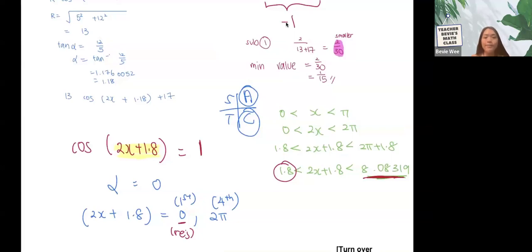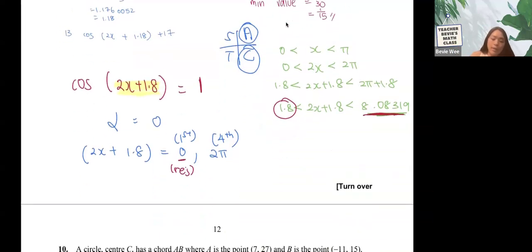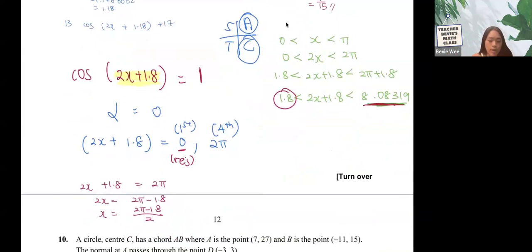I'm left with one answer. Am I done here or not? No, because they ask you to solve for values of x, not 2x plus 1.8. So I've got to work backwards again. 2x plus 1.8 equals 2 pi, right? 2x equals 2 pi minus 1.8. x equals 2 pi minus 1.8, whole thing divided by 2. This is then your final answer, but of course you have to press it. 2 pi minus 1.8 divided by 2, you get 2.24159. This is in radian mode. So what do you round it off to? 3 SF, 2.24. That's it.